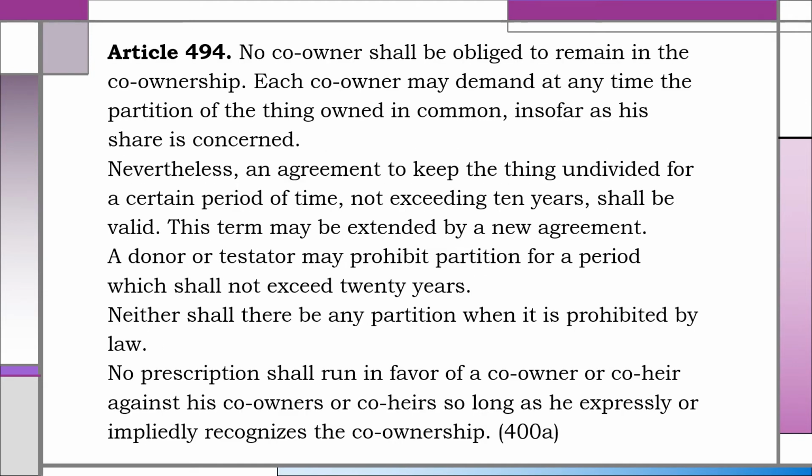Article 494. No co-owner shall be obliged to remain in the co-ownership. Each co-owner may demand at any time the partition of the thing owned in common, insofar as his share is concerned. Nevertheless, an agreement to keep the thing undivided for a certain period of time, not exceeding 10 years, shall be valid. This term may be extended by a new agreement. A donor or testator may prohibit partition for a period which shall not exceed 20 years. Neither shall there be any partition when it is prohibited by law.